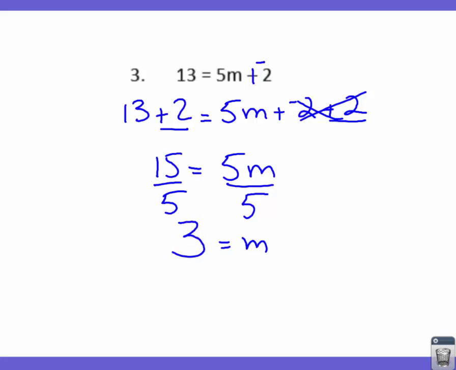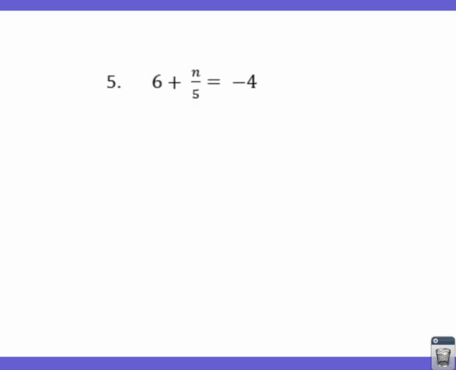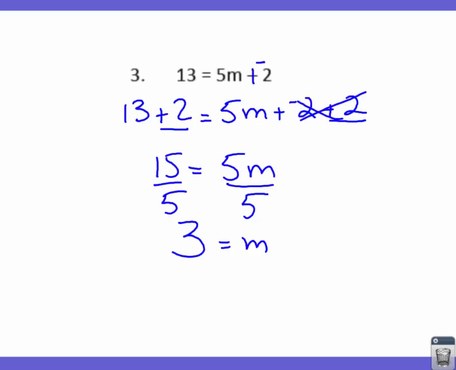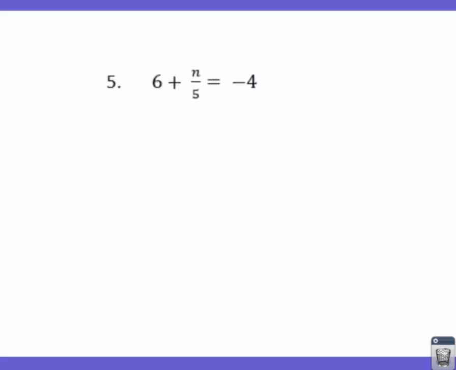Okay, let's try another one. Now this one brings in fractions. In the other ones, we had a number beside the letter. But now we have a number below the letter. So that brings in something else. So what we do to solve this one, again, we start with the side that has the letter, get rid of the thing that doesn't have the letter. So I'm getting rid of this 6. We do it the same way.